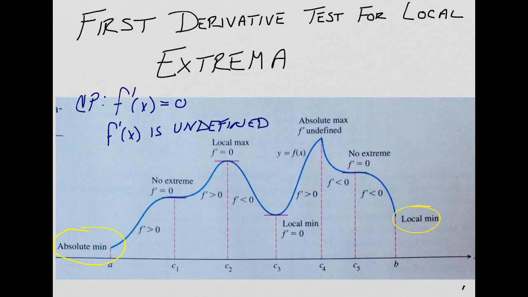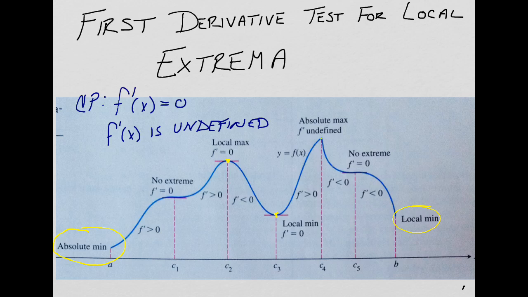At our local maximum at this point right here and our local minimum at this point right here, for both of those we have f prime equals 0. We have a horizontal tangent, so those would be critical points, and we could test the left side or the right side to see whether it was a local maximum or a local minimum.